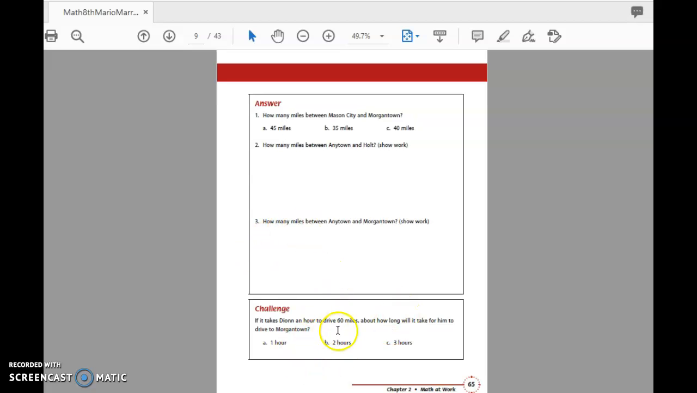If it takes Dion an hour to drive 60 miles, about how long will it take for him to drive to Morgantown? So what should we do here? Are we going to divide? Are we going to multiply, subtract? So if it takes Dion an hour to drive 60 miles, how long will it take for him to drive to Morgantown? Is it going to be A, 1 hour, B, 2 hours, or C, 3 hours?